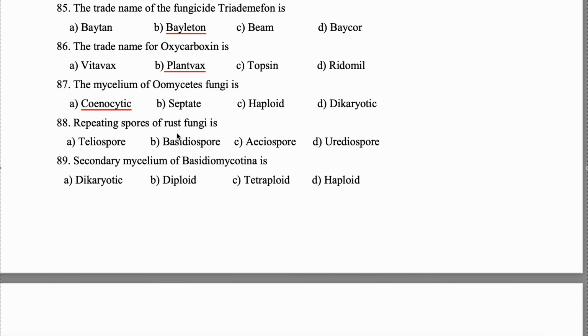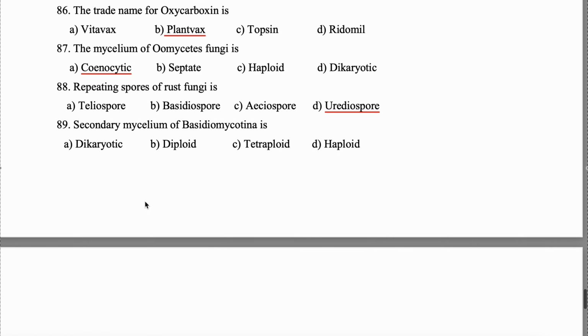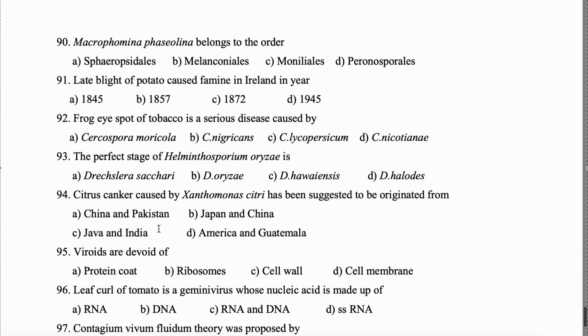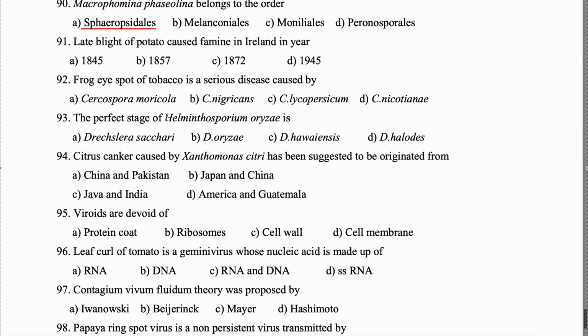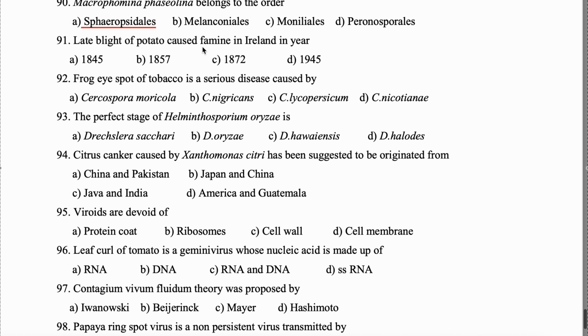88. Repeating spore of rust fungi. It is urediospore. Question 89. Secondary mycelium of Basidiomycotina. It is dikaryotic. Question 90. Macrophomina phaseolina belongs to the order Sphaeropsidales. 91. Late blight of potato caused famine in Ireland in the year 1845. 92. Frog eye spot of tobacco is a serious disease caused by Cercospora nicotianae.